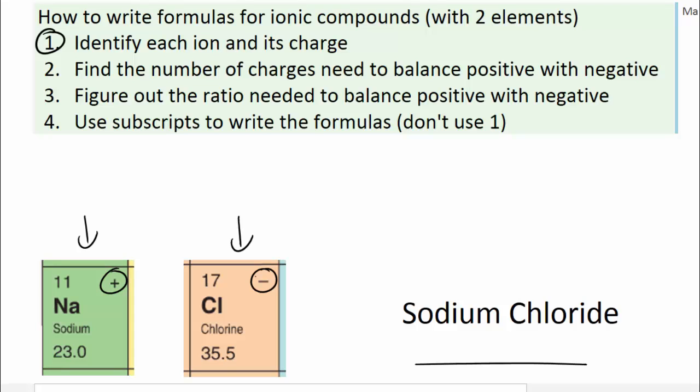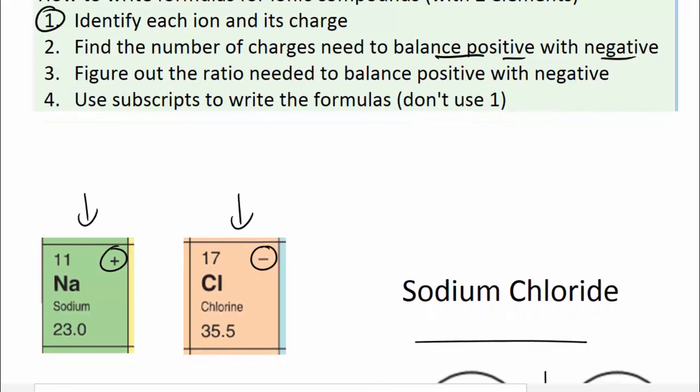Then you have to find the number of charges needed to balance the positive with the negative. And finally, you've got to figure out the ratio and then use subscripts to write the formulas, but you can't use one. So I'm going to go through this with sodium chloride.